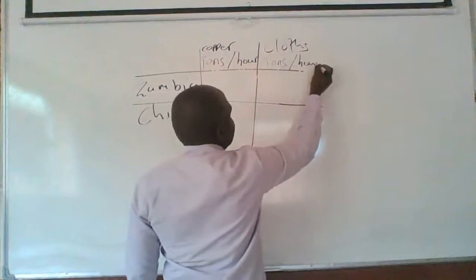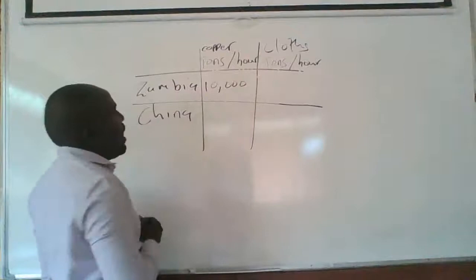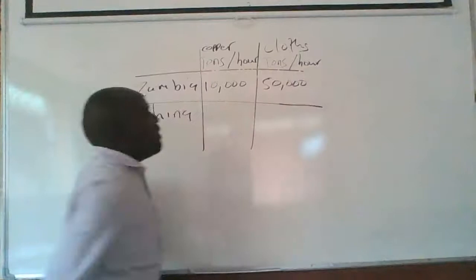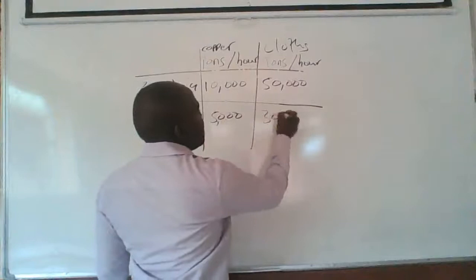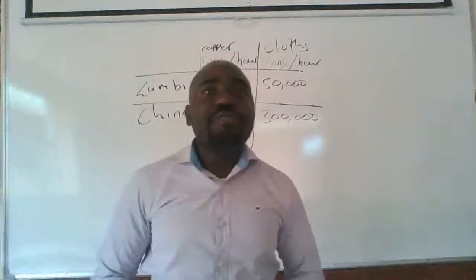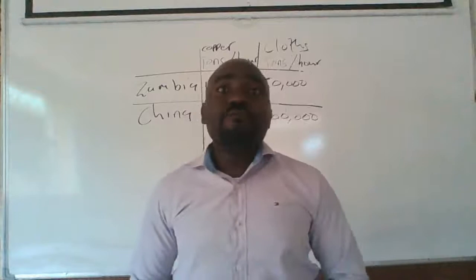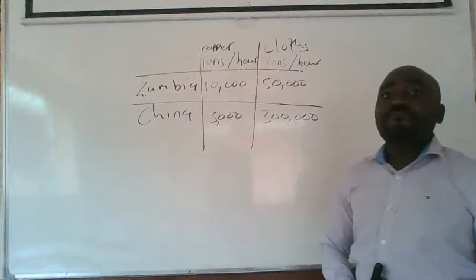So if we say that Zambia can produce 10,000 tons of copper in an hour, and 50,000 tons of clothes in an hour, then China can produce 5,000 tons of copper in an hour, and 300,000 tons of clothes in an hour. From this, we can see that both nations are endowed with the same amount of resources. They are all given an hour to produce different levels. And we see that in an hour, Zambia is able to produce 10,000 tons of copper, while China is able to produce 5,000 tons of copper.